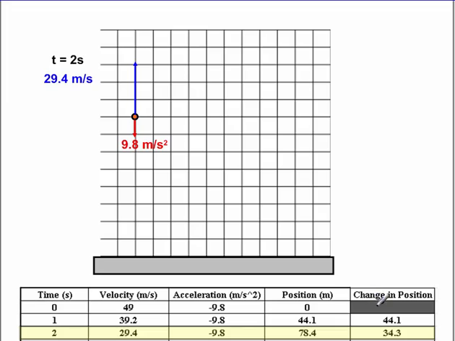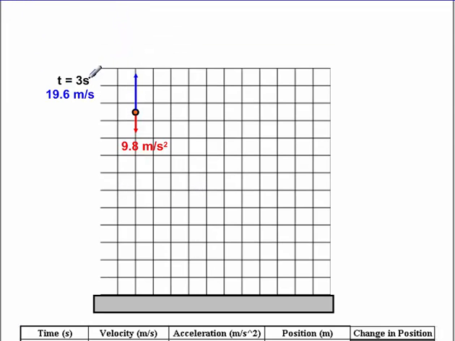Now, I should have talked about this in the previous problem, but I can talk about it now. Between 0 and 1, my change in position is 44.1. Now my change in position is 34.3. I'm getting that from 78.4 minus 44.1. You notice my change in position is getting smaller as the time goes up. And the reason for that is because my acceleration is negative and my velocity is positive, so my velocity is decreasing.